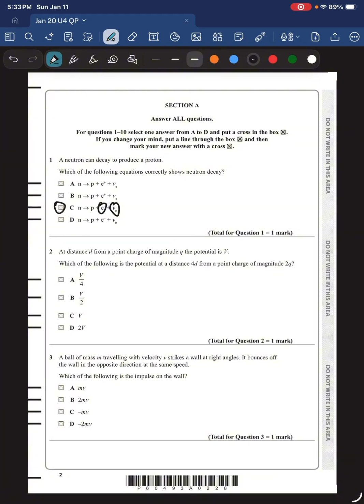Question 2. At a distance d from a point charge of magnitude q, the potential is V. Which of the following is the potential at the distance 4d from a point charge of magnitude 2q? The potential is kq over d for charge q. Therefore, the potential for the 2q charge will be k2q over 4d. This cancels, so we get V over 2, and the answer is B.